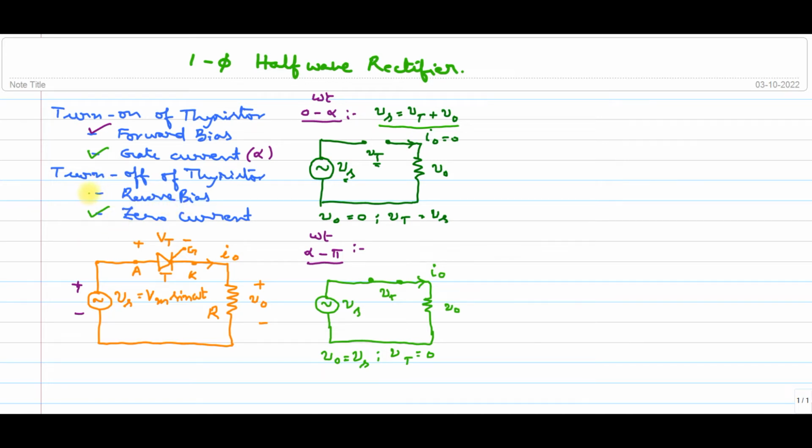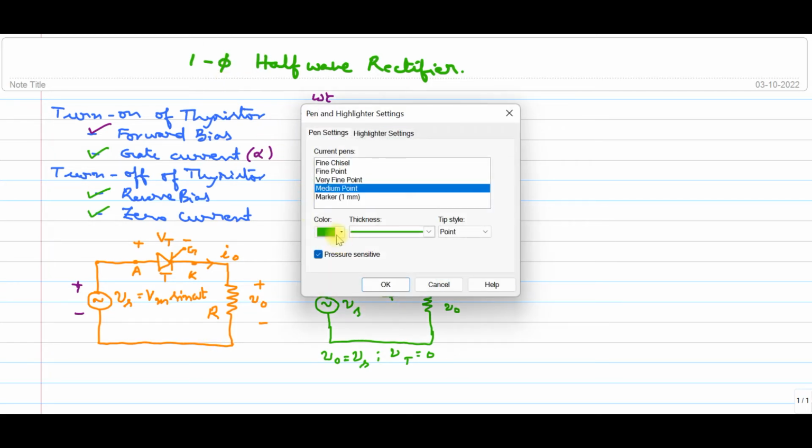After getting 0 current, the source voltage will be reversed. Once the source voltage is in reverse direction, we are getting reverse bias across the thyristor. So these two conditions are satisfied, and my thyristor will be turned off at omega t equal to pi. This happens naturally, so this is called natural turn off of the thyristor. In this way, in negative half cycle, the thyristor will be turned off. Let me draw waveforms in this particular area, so let me go to this space.